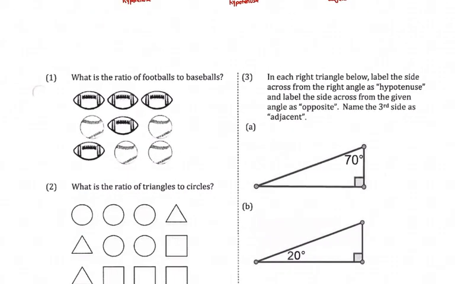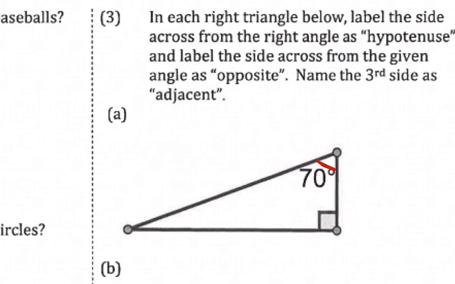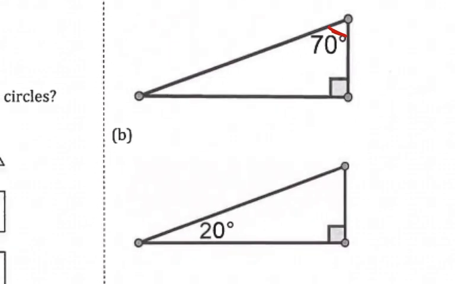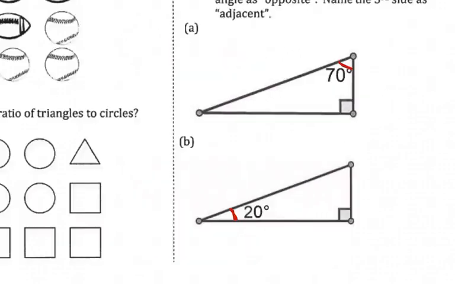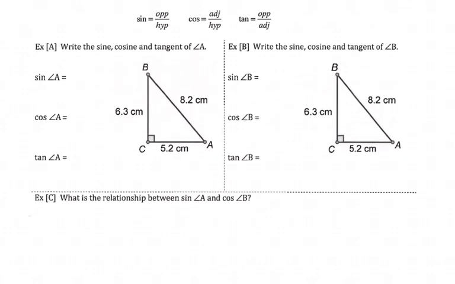So what I'm going to let you do is I'm going to let you do problems 1 through 3 on your own. So you're going to tell me what the ratio is for footballs to baseballs, then you're going to tell me what the ratio is for triangles to circles, and then you're going to label each triangle depending on the angle you're talking about. So in A you're talking about this angle, in B you're talking about this angle. So I'm going to let you do that now. After you're done with that, you're going to jump down here.